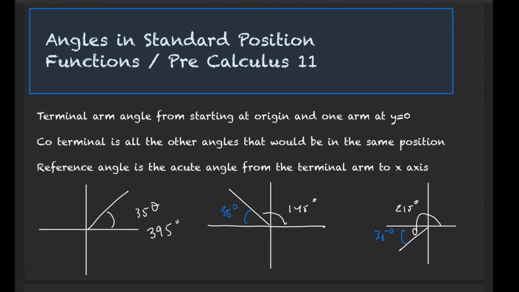Next is the reference angle. This is the acute angle from the terminal arm to the x-axis. For example, if we had this 35-degree angle, the reference angle is 35. But if we have a 145-degree angle, so that's going to be from here to here, the reference angle would be 35. We would take the 180 that we would have from here, and subtract the 145, and we're left with 35 degrees.